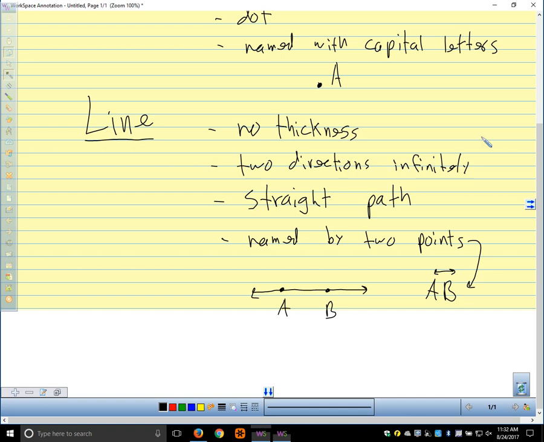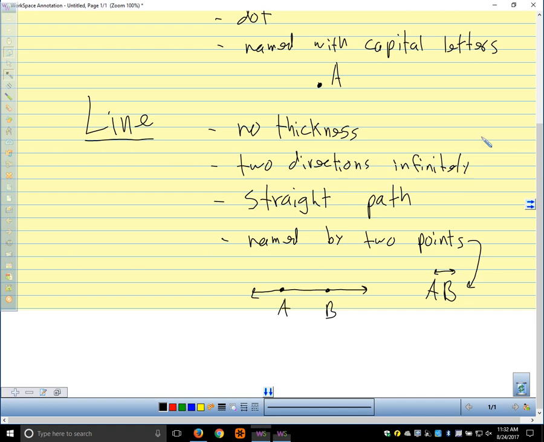So this is one of the reasons these are undefined terms. It's an idea that we can think of, we can imagine it, but points and lines and planes are not real things. They're kind of ideal things. All right, so that would be good for a line.